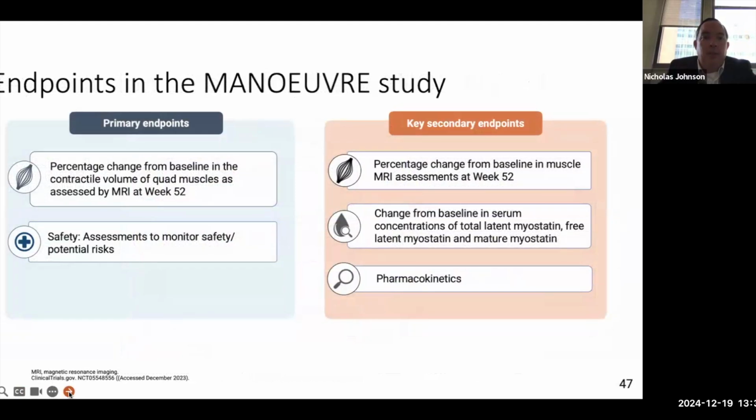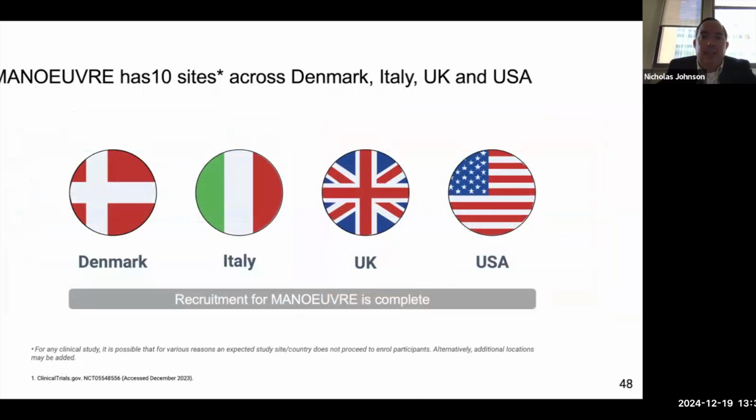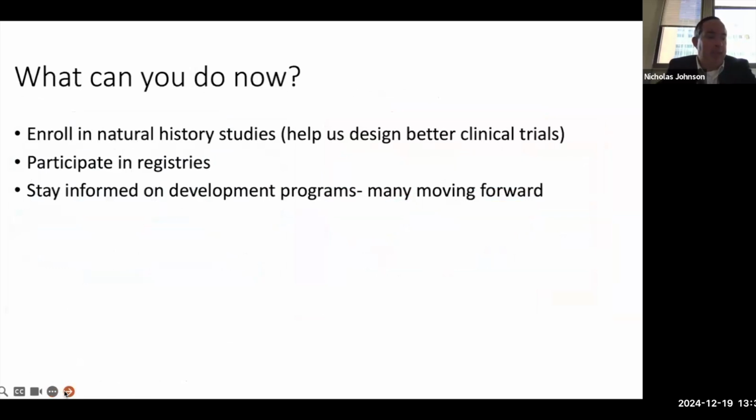They're looking at muscle volume by MRI. They're looking at the safety, and then they're going to start to look at some of the strength measures. Like I said, it has 10 sites across these countries. It is complete, so hopefully by this time next year we'll be able to have some of these results from some of these other trials. I think that's a whirlwind tour through all of the open or soon to be open programs across FSHD. Really an exciting time, lots of different opportunities.